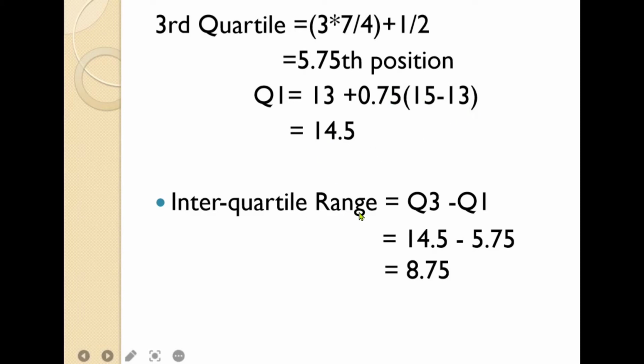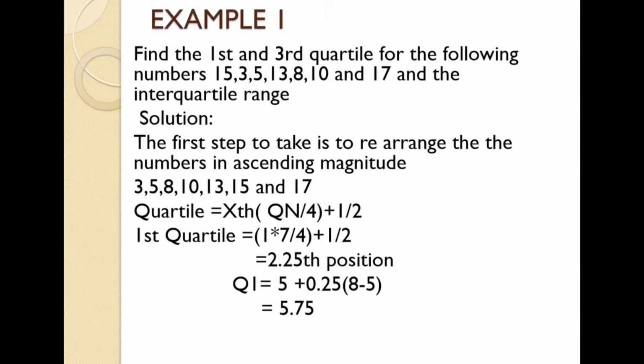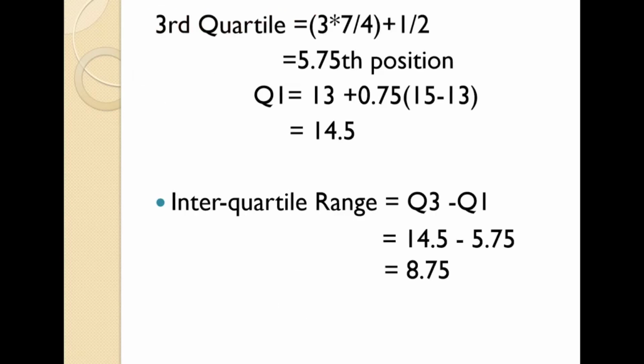The interquartile range is the Q3, that's the upper quartile minus the lower quartile. So the upper quartile is 14.5 and the lower quartile is 5.75. So 14.5 minus 5.75 gives us the sum of 8.75.